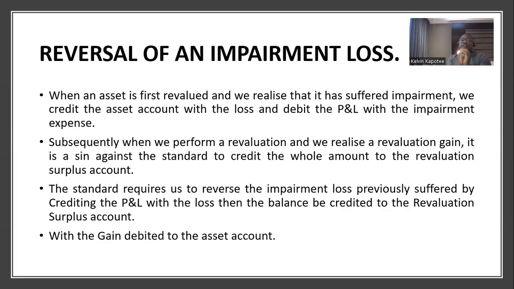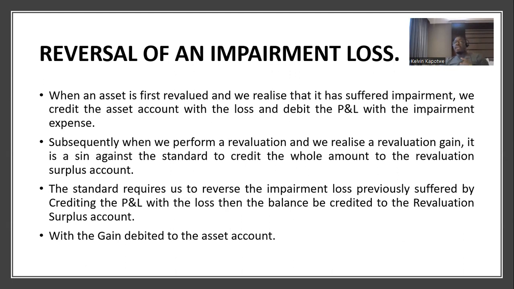Then we can talk about reversal of an impairment loss. So remember, we talked of a scenario where we revalued an asset for the first time, and when we revalued that asset, we realized there was a loss. Remember, I talked about not creating a revaluation surplus account, but just charging that loss to the P&L as an impairment loss, and then reducing the asset account.